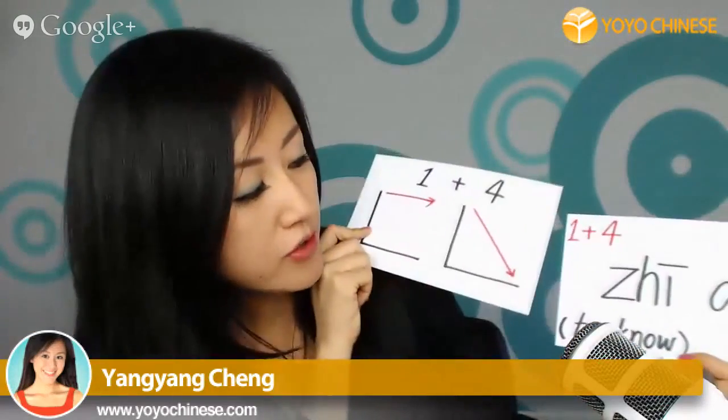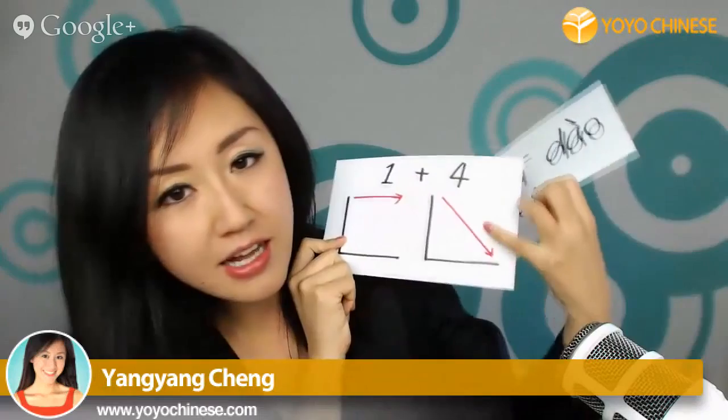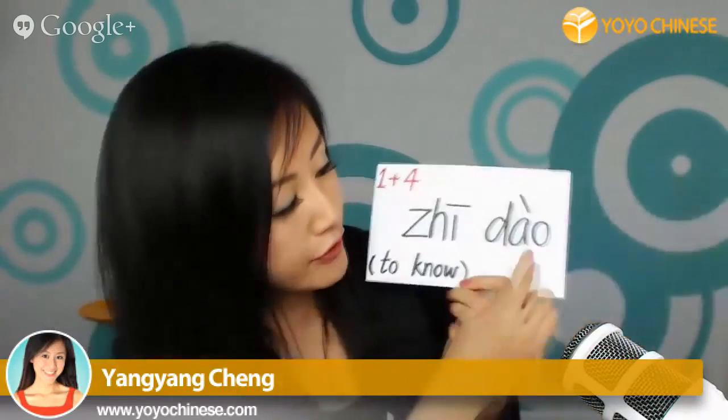I know is, to know is 知道. So the fourth tone mark is consistent with the fourth tone as well. So this is like a falling tone, and for the fourth tone, this is a falling tone as well. 知道. Maybe, no. Good.